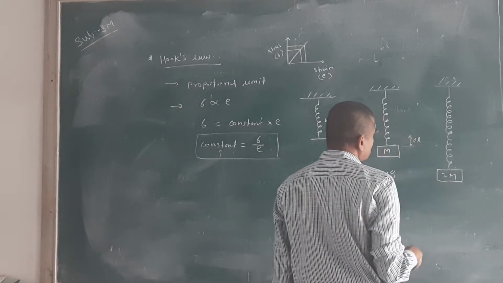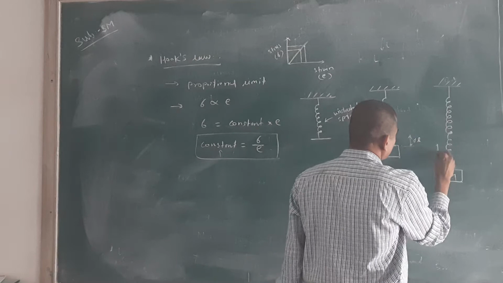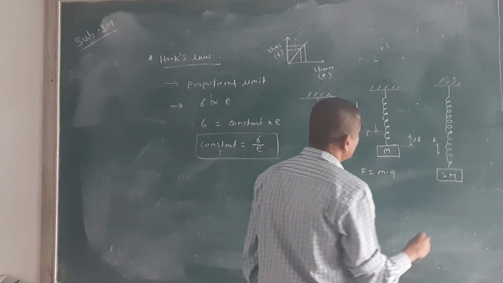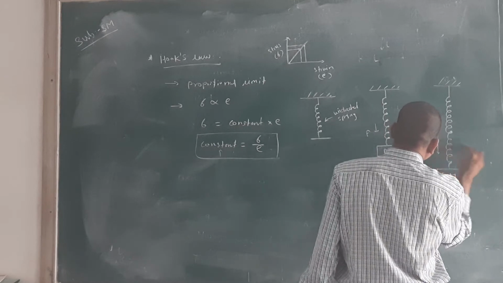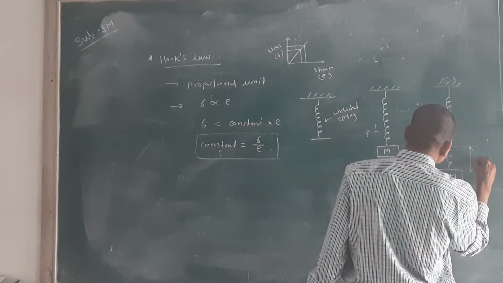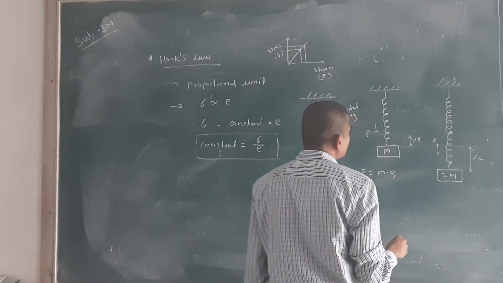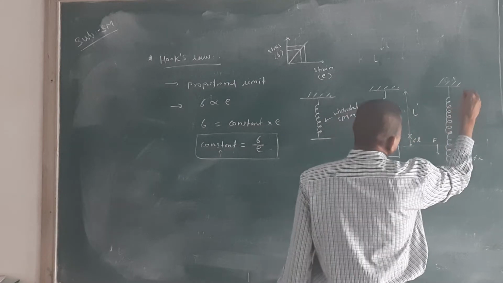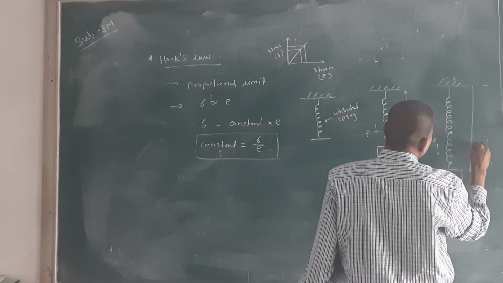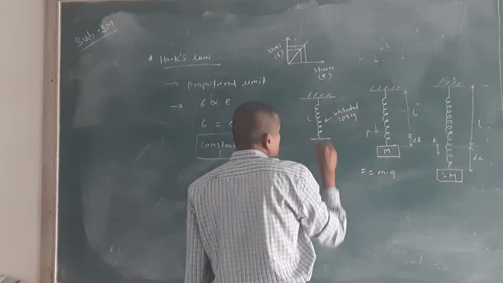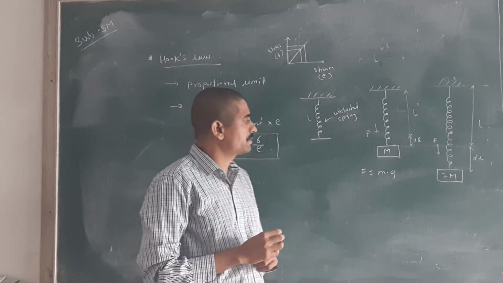Okay, I will add 2m mass here. Then again a force is there, and again you will get more deformation in that spring. This L plus delta L deformation you will get. This is the original length of the spring, and this delta L is the deformation of the spring.